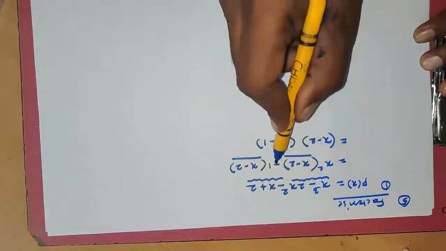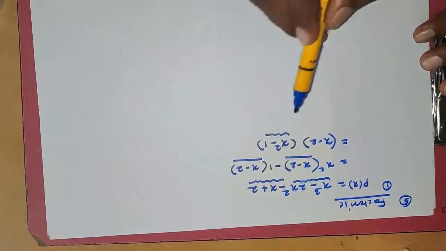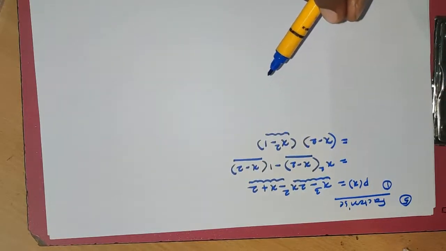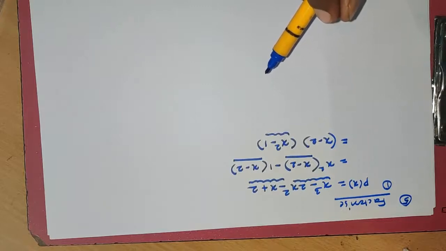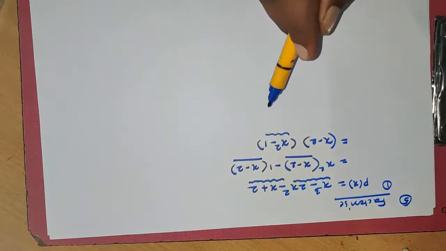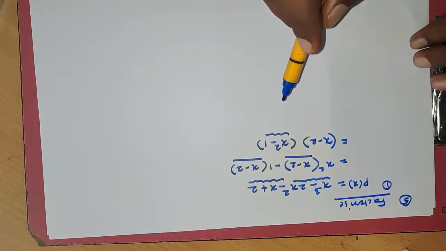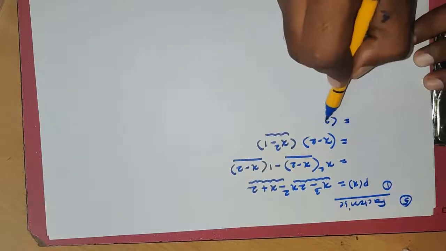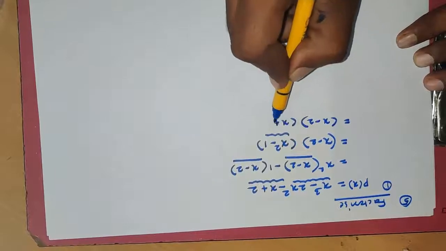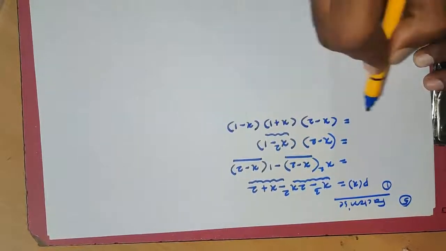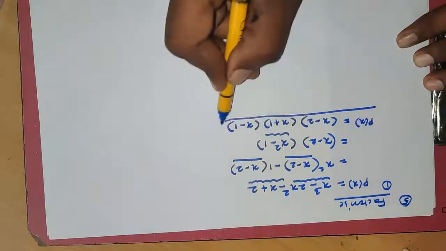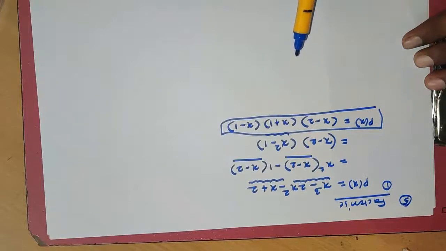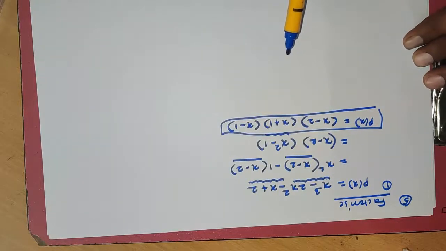Now this x square minus 1, we can get its factors by the identity a square minus b square, which is a plus b, a minus b. So we get the factors x plus 1 in one bracket and x minus 1 in another bracket. So we get x minus 2, x plus 1, and x minus 1. So these are the factors of the given cubic polynomial, that is x cube minus 2x square minus x plus 2.